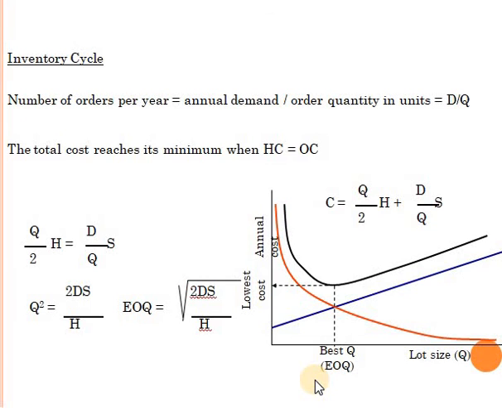So it's going to be the intersection of the ordering and the holding cost. So if I want to get this point, I will have to put the equation for the holding cost and the ordering cost and put it equal to each other. You will see that EOQ is the square root of 2D times S over H.